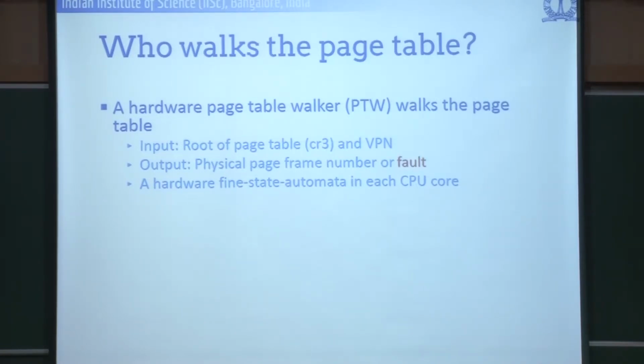So you have another terminology. You typically have a hardware component called the page table walker, or PTW in short, that walks the page table. Given the virtual page number and the root of the page table, it will give you the physical page frame number, or it can give you a fault. We'll come back to faults later on, okay? Because the address mapping may not actually agree.